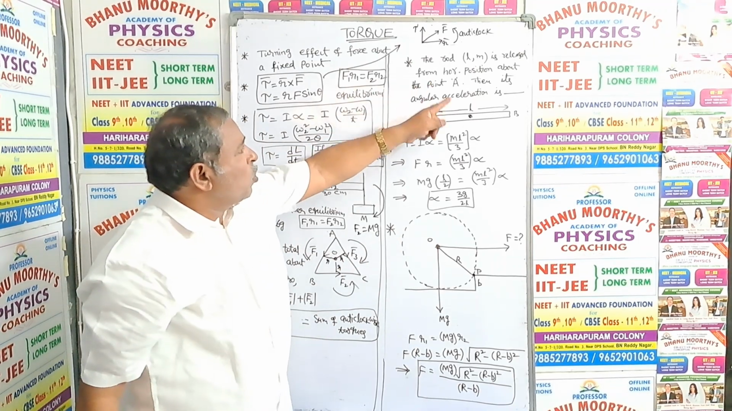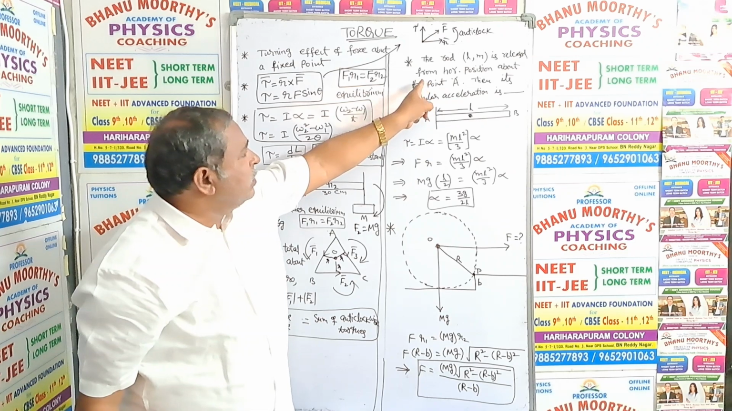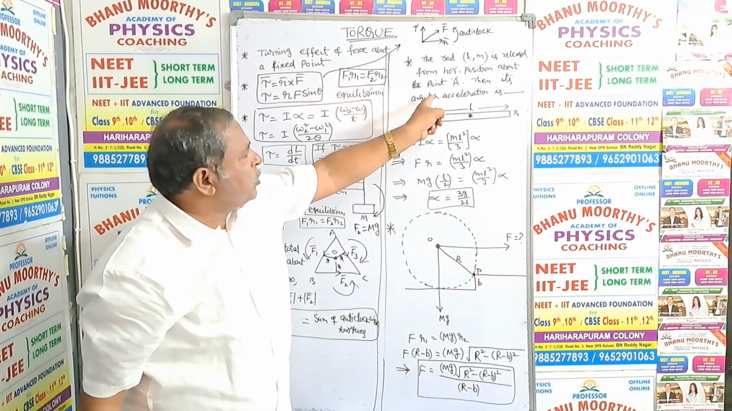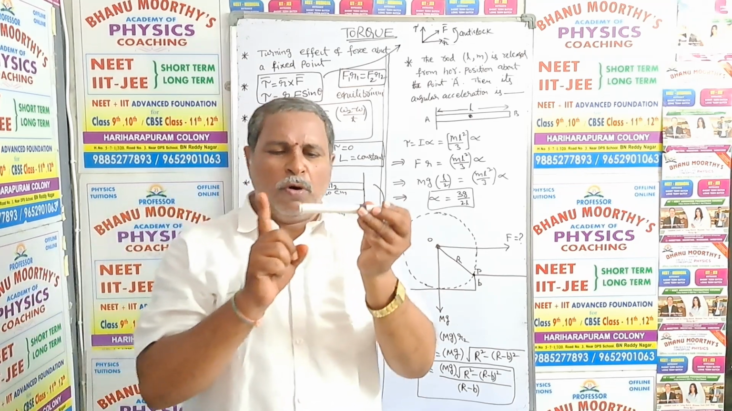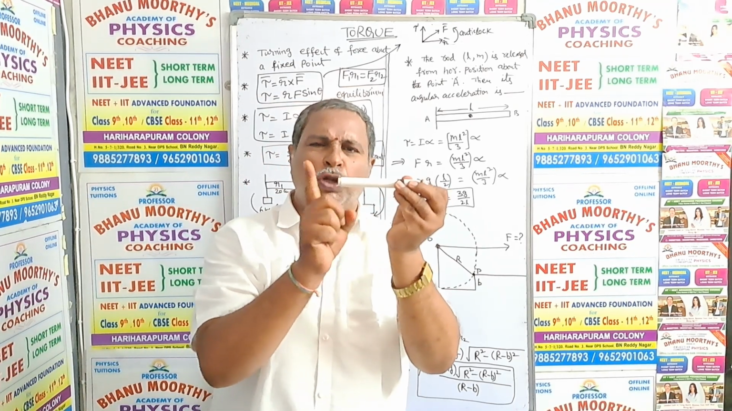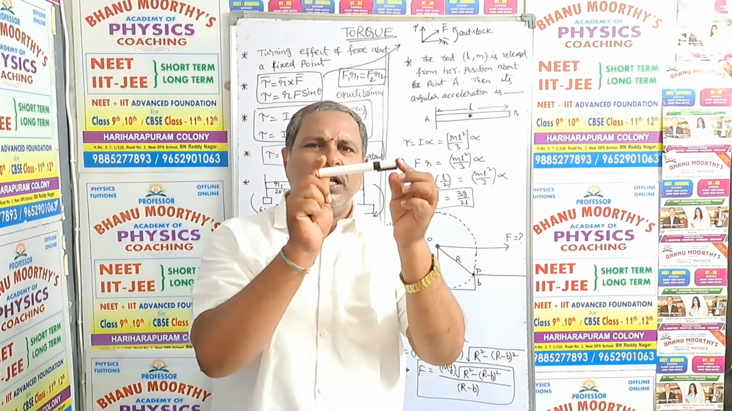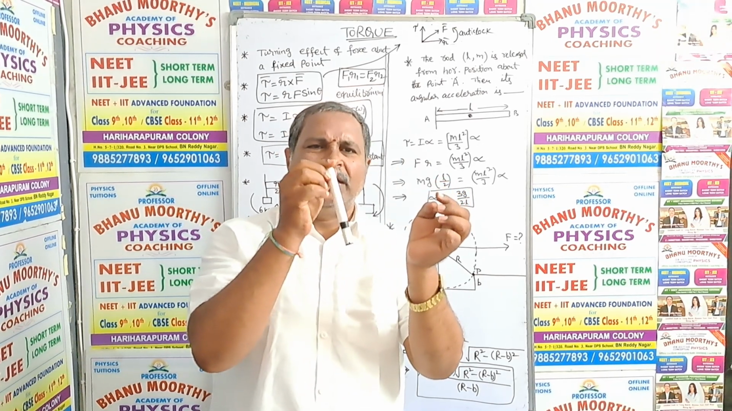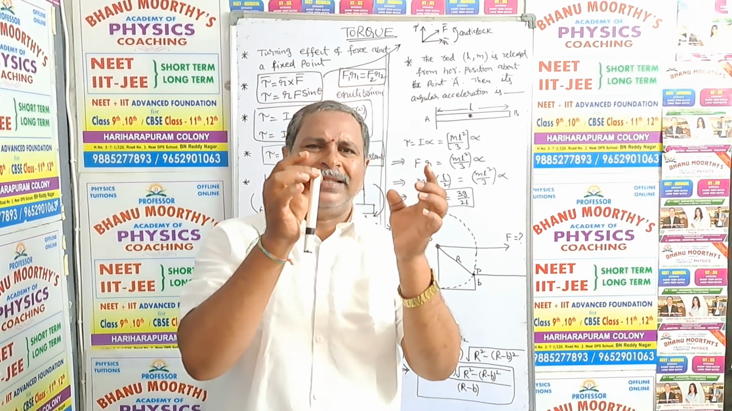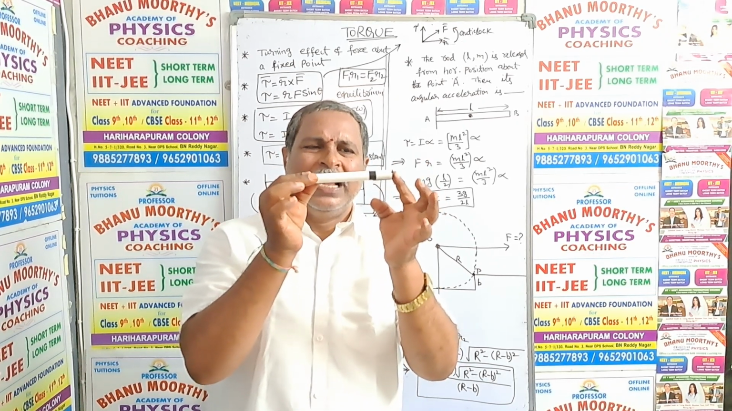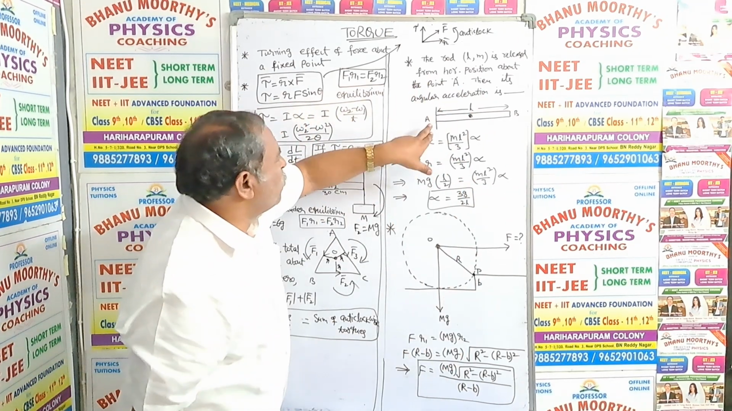This rod is kept horizontally. It is released from the horizontal position about the point A. The rod is fixed at this point A, and it is kept horizontally. If the rod is released, initially it was horizontal, now it is released. Then what happens? See, it turns about this point A.